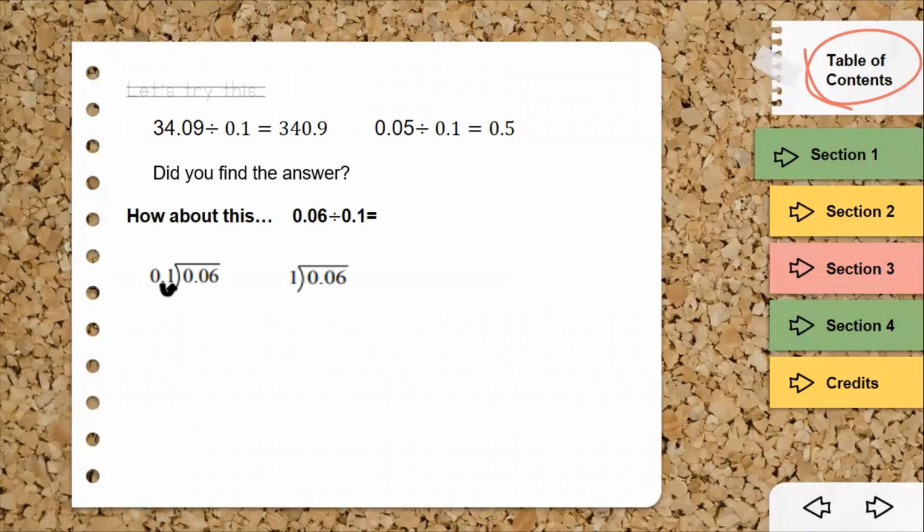Same thing that we're going to apply for our dividend. If we move one place to the right in our divisor, we need also to move one place to the right in our dividend. So this will be 6/10. So let us now continue the division method. We have 6/10 divided by 1. So we have 6/10. Divide times 1, we have 6/10. And 6/10 minus 6/10 is equal to 0.